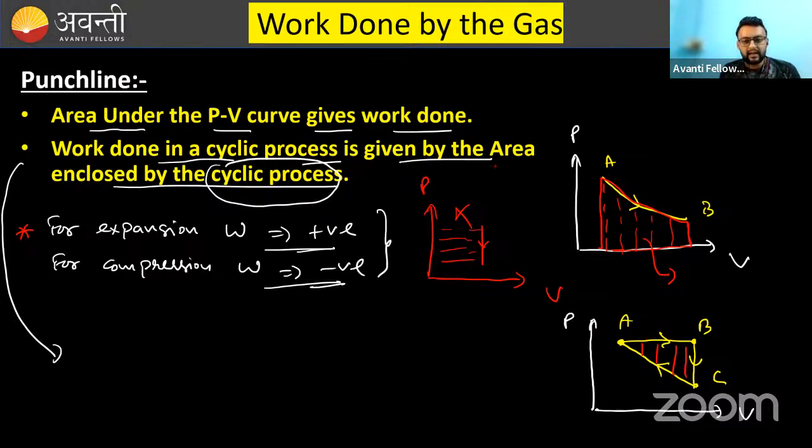Is given by the area enclosed by the process. That means in this process, if you calculate work done, that work done will be the area enclosed by this. This area is the work done. So this is nothing but a triangle. You can calculate the area of the triangle very easily. That's the basic thing. Is it clear?